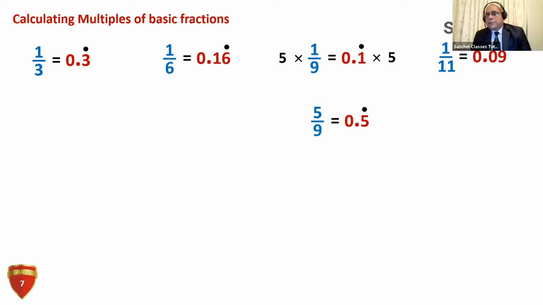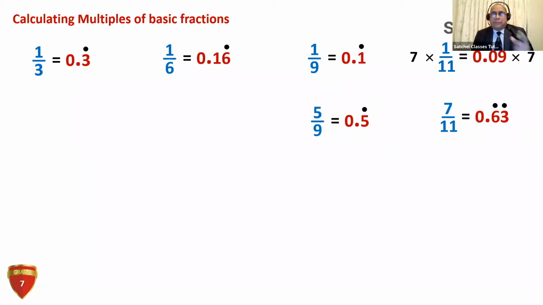Let's look at a variation of 1 over 11 now. Because we know 1 over 11 is 0.09, both digits recurring, 7 over 11 will be the seventh multiple of that fraction, the seventh multiple of 1 over 11. And hence your answer is 9 times 7, 63 recurring, 0.63 recurring. Did you understand the trick? So knowing those four basic fractions can help you to find many other fractions and their recurring decimals.